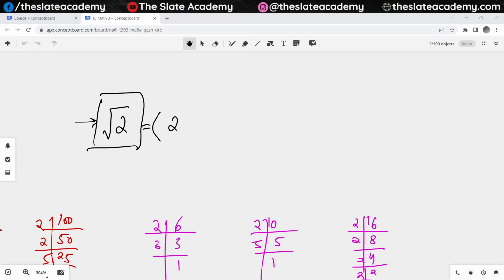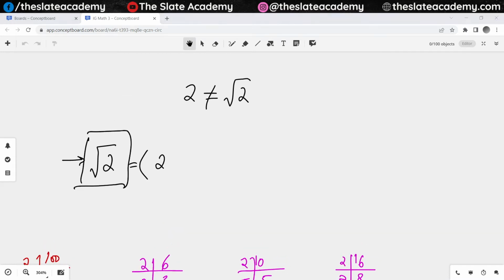2 to the power 1 will be 2. That 2 is not equal to root 2. 2 is not equal to root 2. Agreed? 2 and root 2.